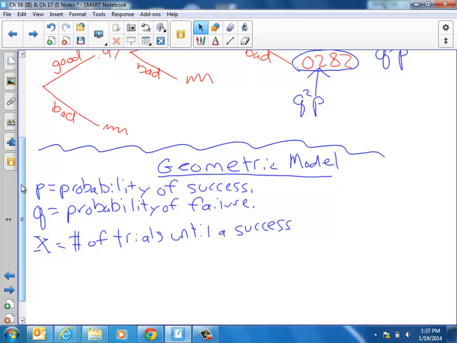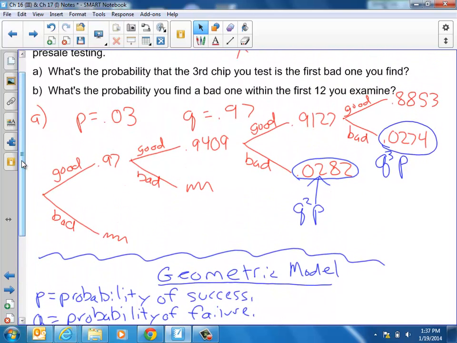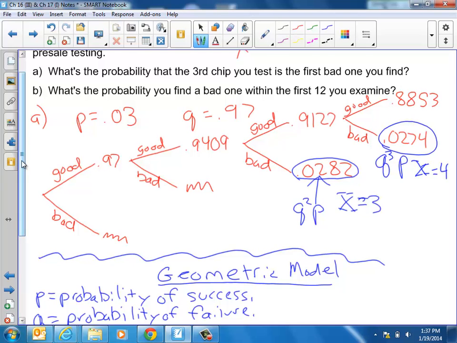So up here, just let's connect that. So X, the random variable X, was equal to 3 in the first case. In the second blue case, random variable X was equal to 4. So we had 2 failures here and here before a success in the third case. And then in the second example, we had 1, 2, 3 failures before a success right here.